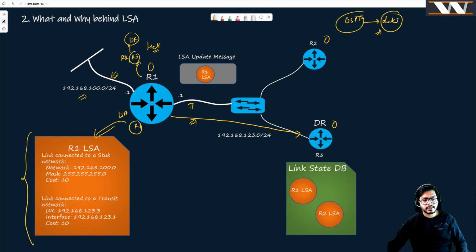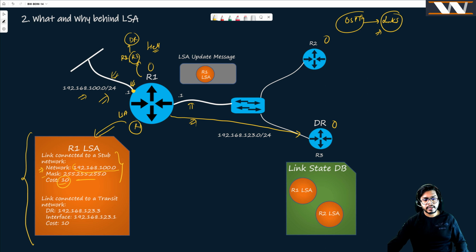If you look here, that is what I have written: link connected to a stub network. Which link is connected to the stub network? This one, 192.168.1.0. And the mask is here, and then the OSPF cost which we have configured, which is cost 10 by default. That is what I have written here.